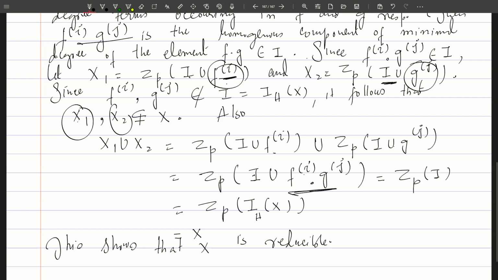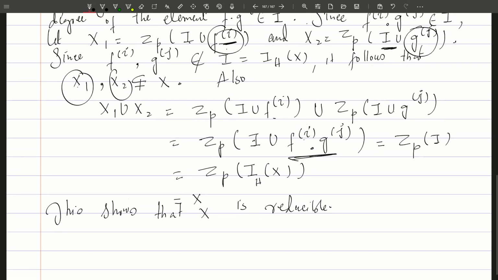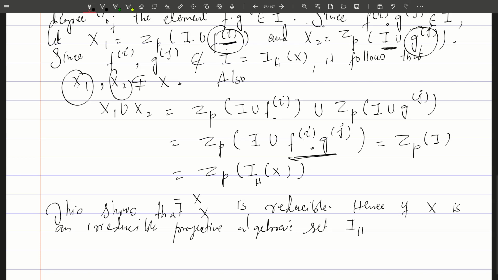Hence, if X is an irreducible projective algebraic set, then its homogeneous ideal is a prime ideal. So this proves the first item.